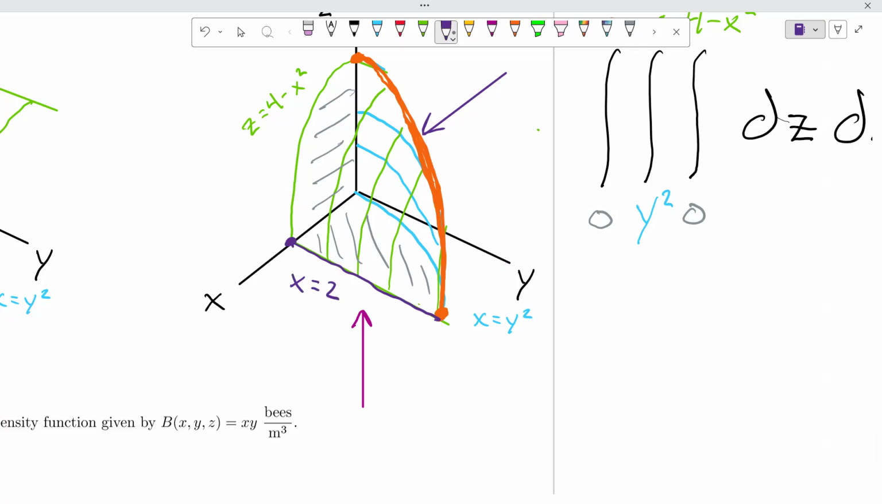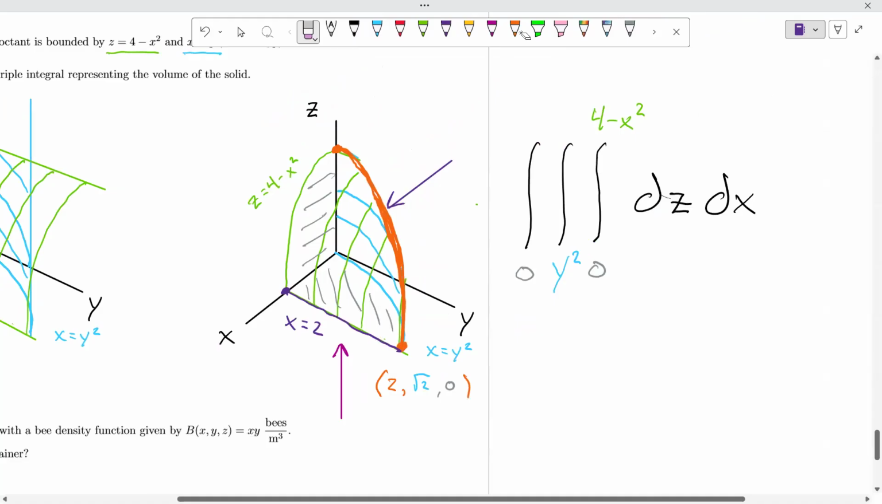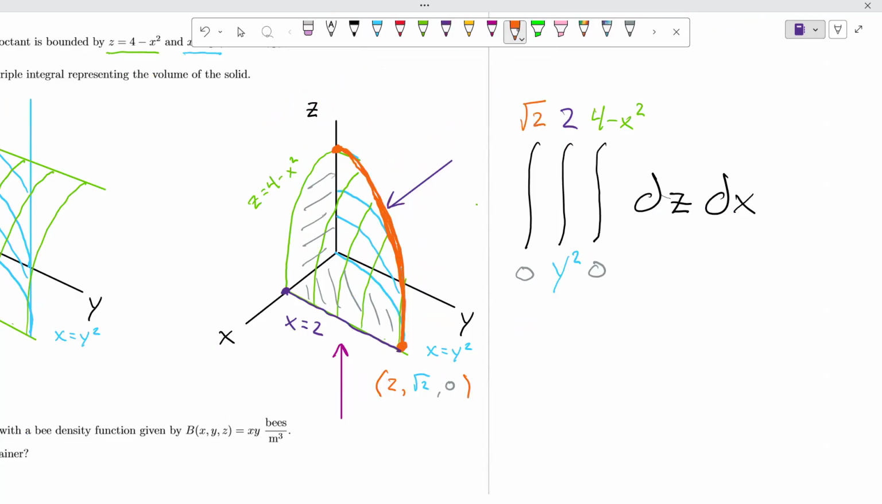You can just check real quick. If x is 2, 4 minus 4 is 0. So that's my line down there. And if x is 2, over here, trying to find the y value that matches that point, y is the square root of 2, and z is just 0. So to finish out what this graph should have looked like, that is 2, and this point over here is the square root of 2.